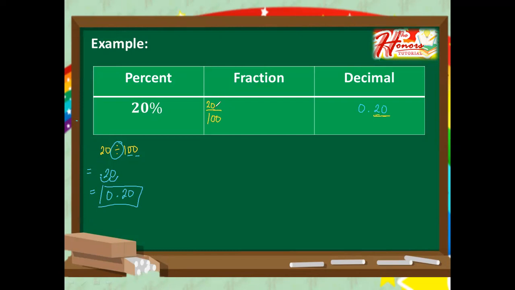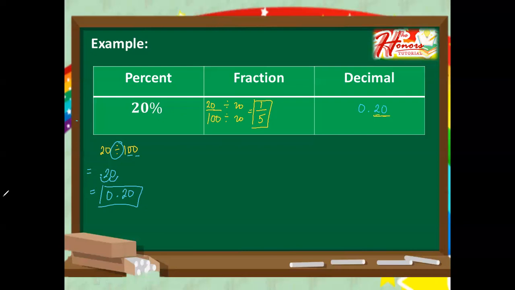Now we will evaluate if it is the final answer, but no, it is not. It is because there's still a number that can divide the numerator and denominator at the same time without remainder. So let's divide it by 20. So 20 divided by 20 is 1. 100 divided by 20 is 5. So the fractional part is 1 over 5. And that's it. 20% is 1/5 as a fraction and 20 hundredths as the decimal.